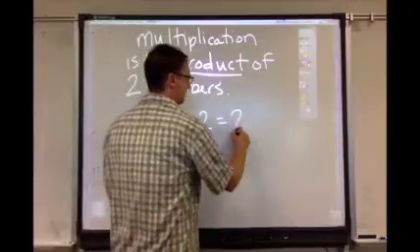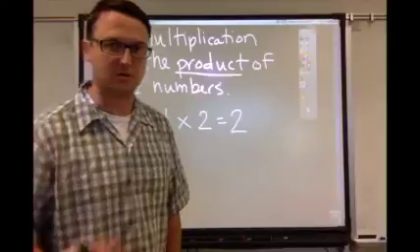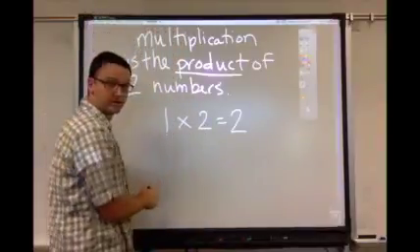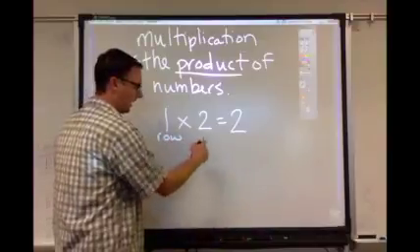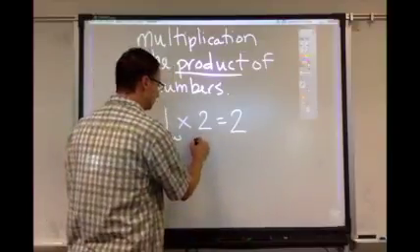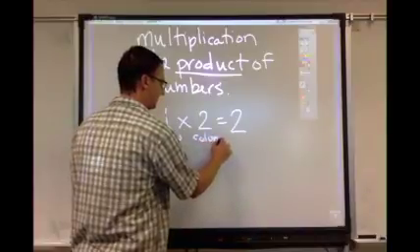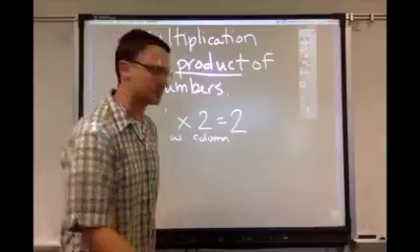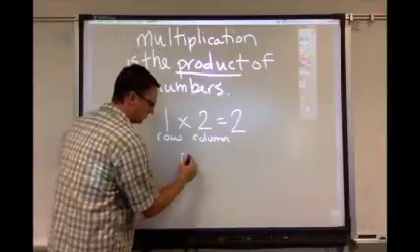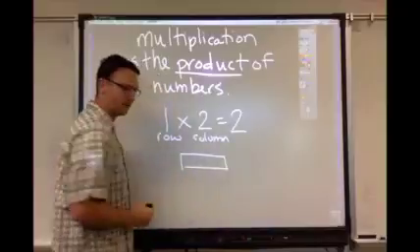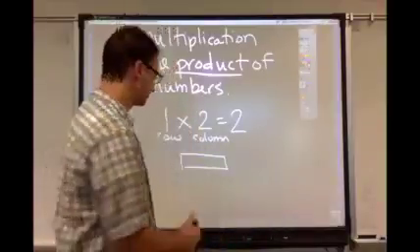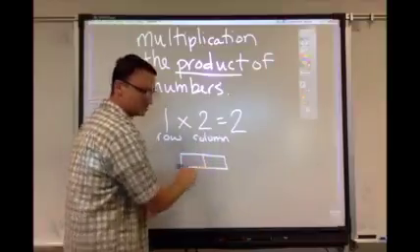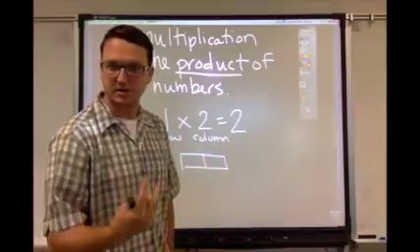Why? Think of it as rows and columns. Rows and columns are always an easy way to understand multiplication. So if I have one row and two columns, then we can see what our product is. So one row, and in that row there are two columns. So one row times two columns is 2 units. So that 2 is our answer.